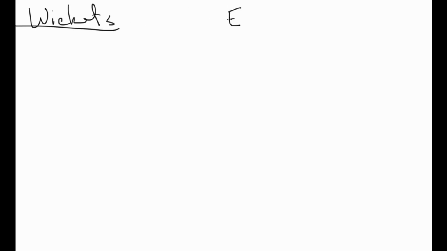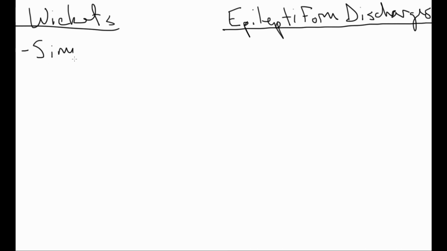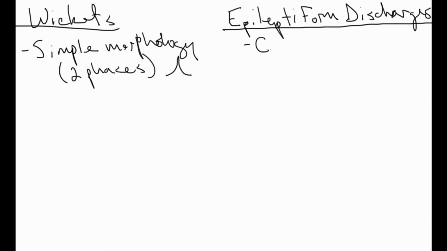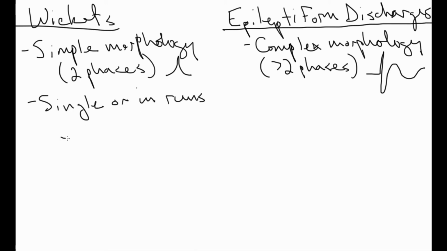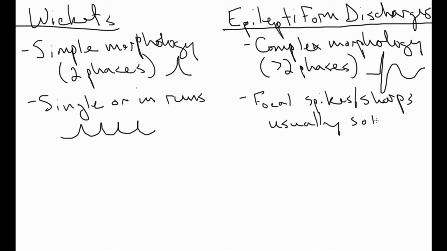Let's take a moment to summarize and compare wicket spikes to epileptiform discharges. Wickets, as I mentioned before, have a simple morphology, usually 2 phases in a simple up-down configuration as shown here. Epileptiform discharges usually have a complex morphology with 3 or more phases, as shown by this illustration here. Wicket spikes can occur individually or sometimes in runs at 7 to 8 Hz. Here is an example of a run of wicket spikes. Epileptiform discharges, especially focal spikes, are usually solitary, although they can also occur in runs.